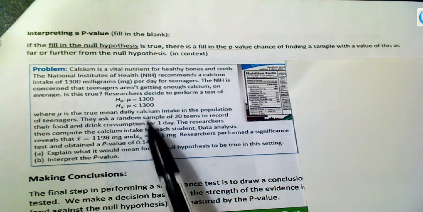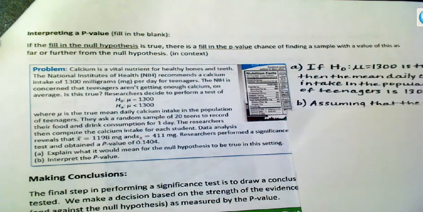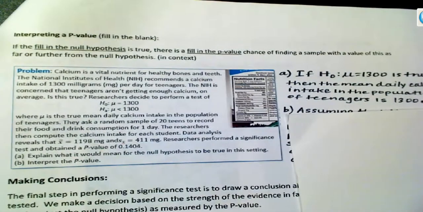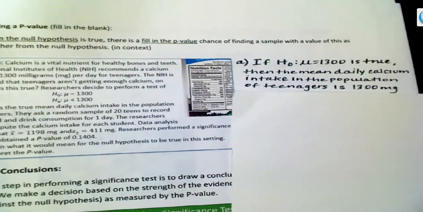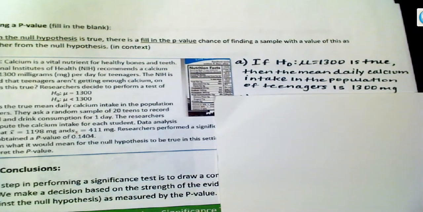So what it would mean if the null hypothesis was true would be, if the null hypothesis is true, then the mean daily calcium intake in the population of teenagers is 1,300 milligrams. Okay, that's pretty easy. So if mu equals 1,300 is true, then the mean daily calcium intake in the population of teenagers is 1,300 milligrams. Part B, interpret the p-value.